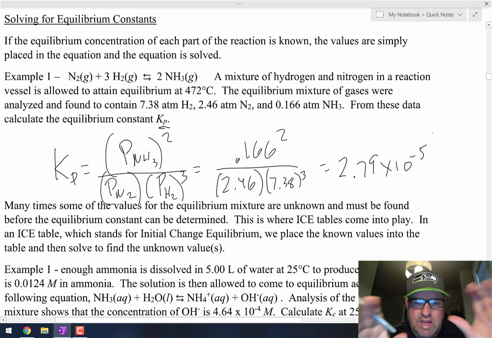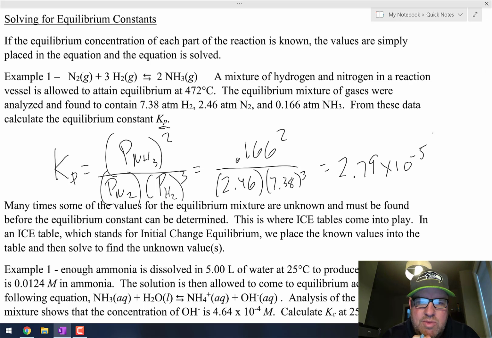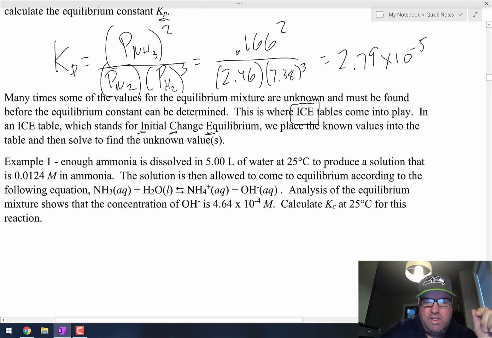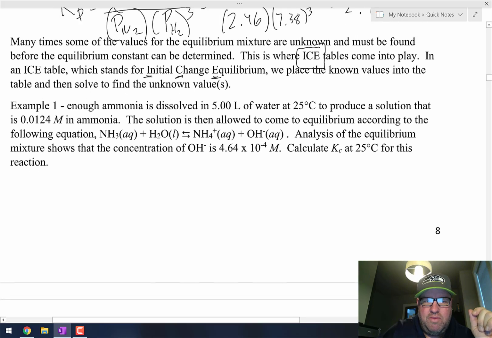Okay, now those are the easy ones. Now, many times they will give you some information and then you have to figure out the rest of the information before you can figure out the equilibrium constant value. When you do that, you're going to use what's called an ICE table. An ICE table stands for initial, change, equilibrium. So you're going to make a table that has the initial values, the change values, and the equilibrium values. And I'll show you how to do that here in these next couple of examples.